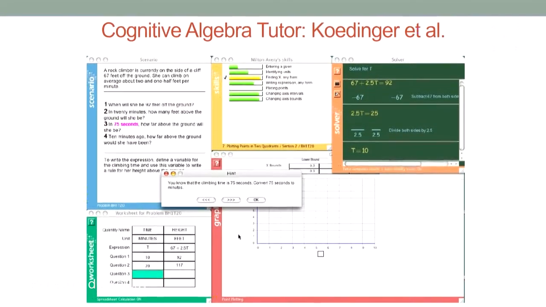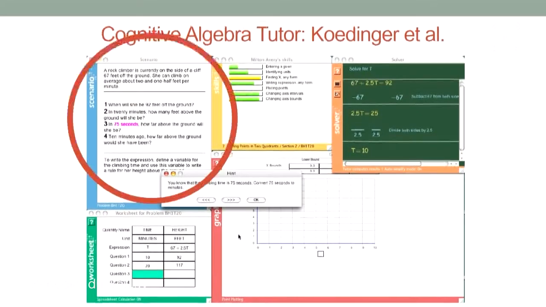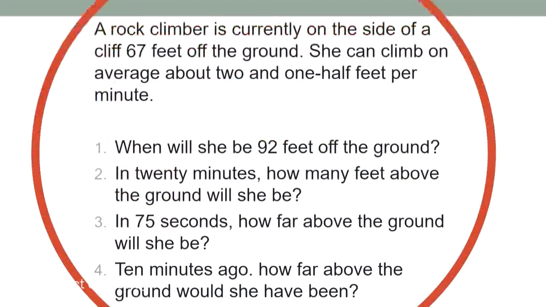You've got various ways of working through tables, through graphing, and all the rest of it to get to an answer. But most of the cleverness of the system is focused on you, on that journey through the working, not just at the end when you've done the working. The problems are boring. In a way. A rock climber is currently on the side of a cliff 67 feet off the ground. She can climb on average about 2.5 feet per minute, and then some questions. What you want to know is she going to fall off? Will there be blood? But that's not what this one does, okay?